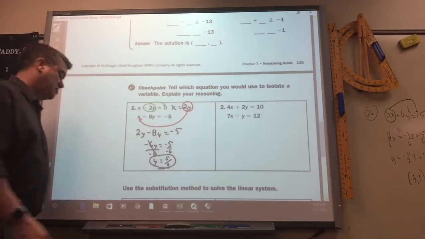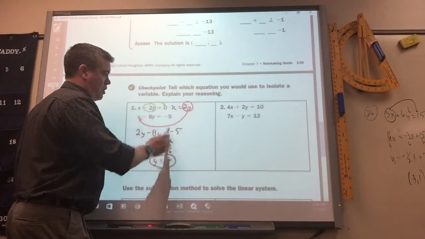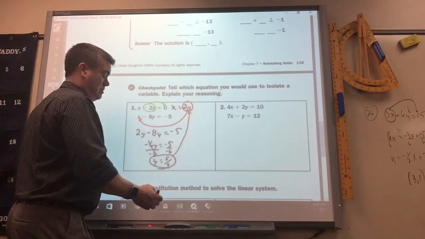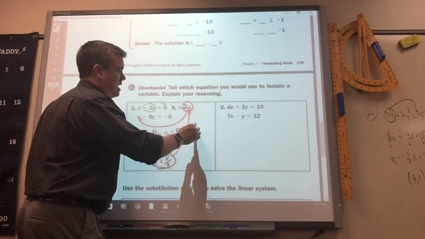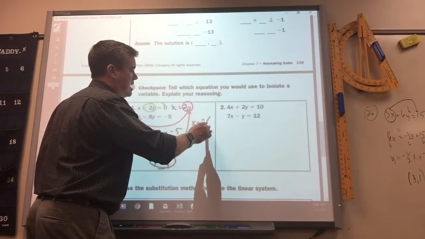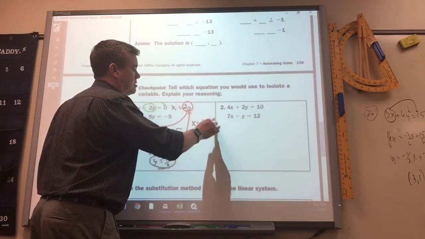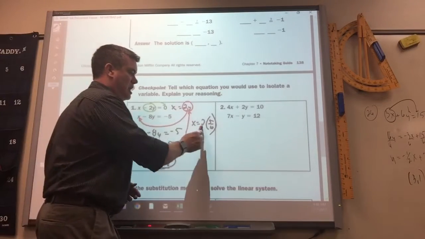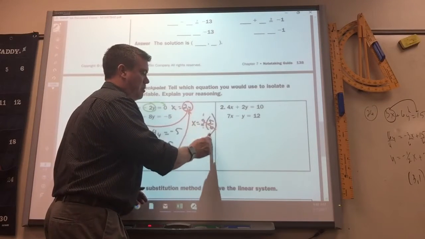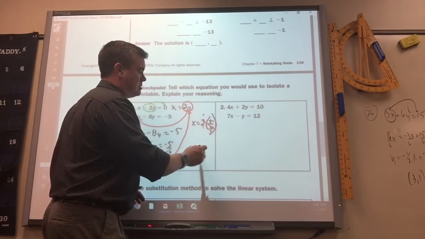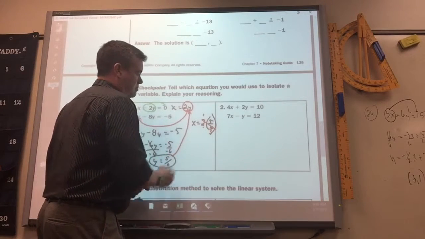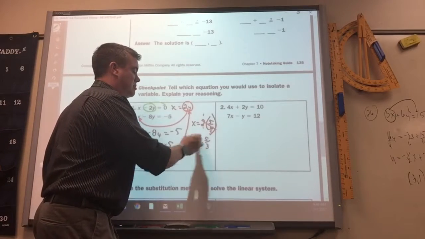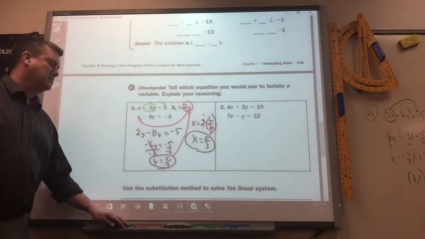So in order to figure out what x is, put 5/6 in right there. So x equals 2 times 5/6, which you can cross cancel. That'd be 1 over 3. So x equals 5/3. Okay?